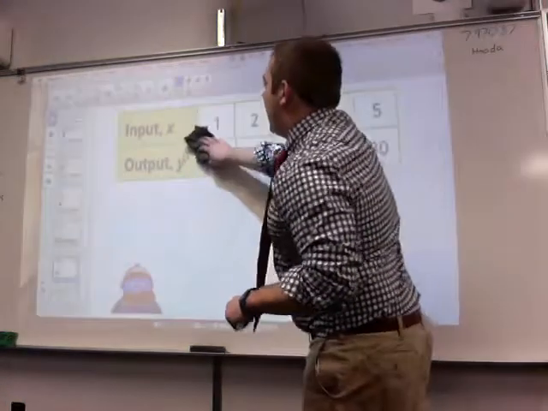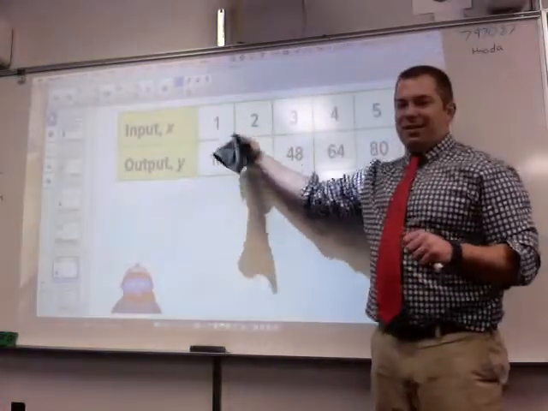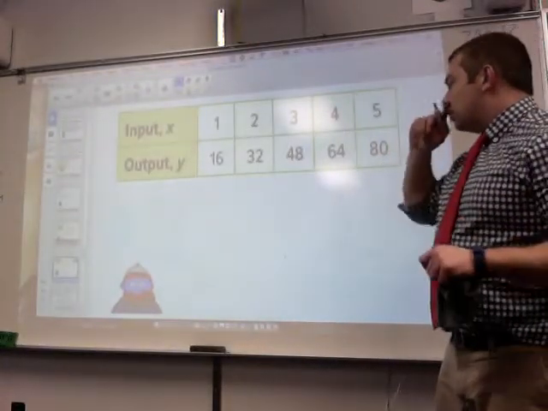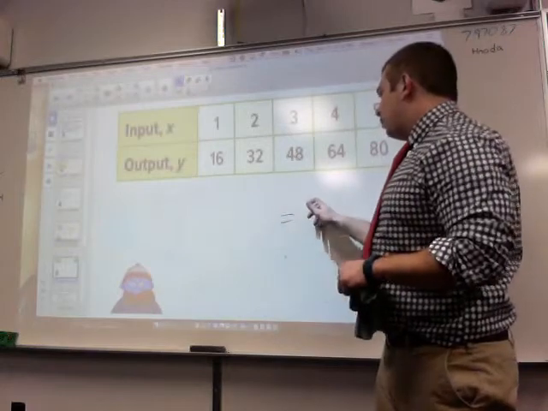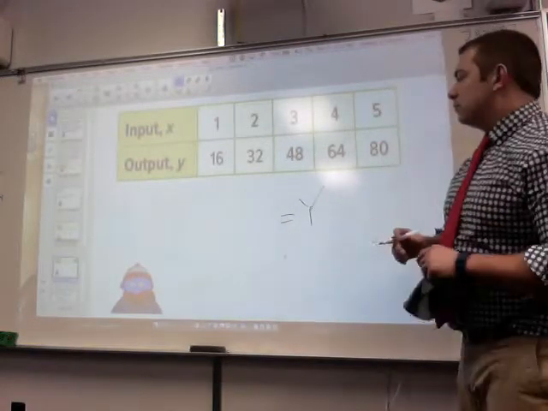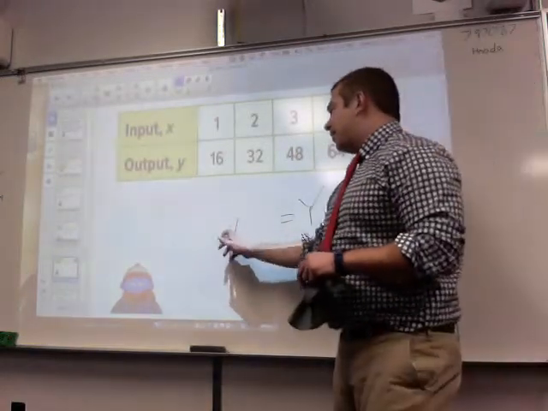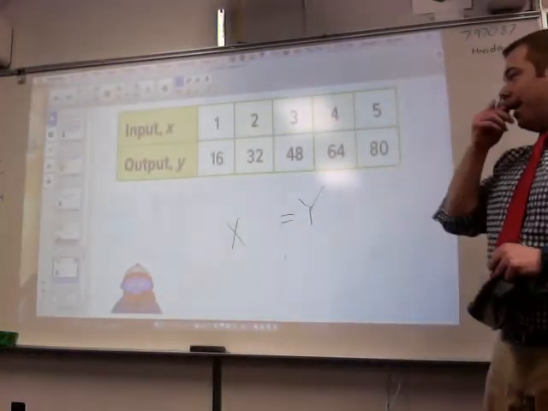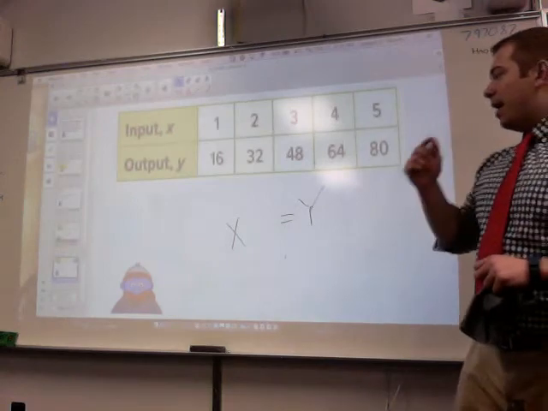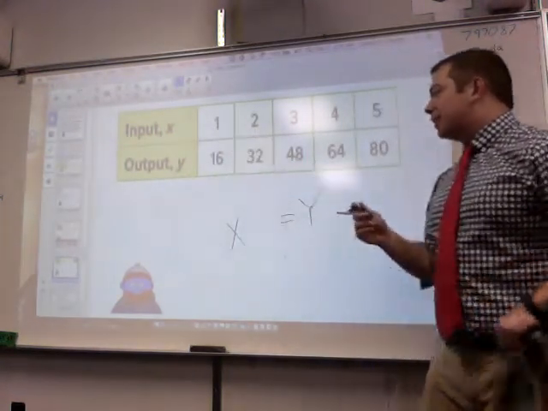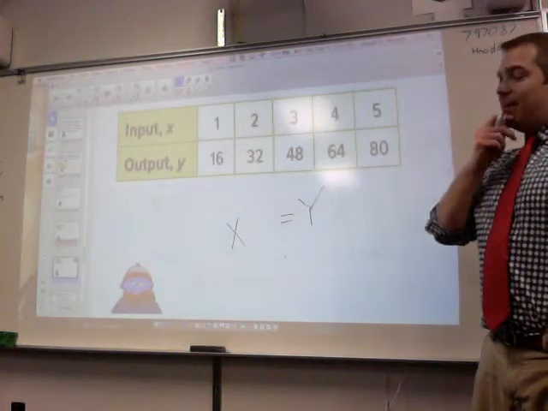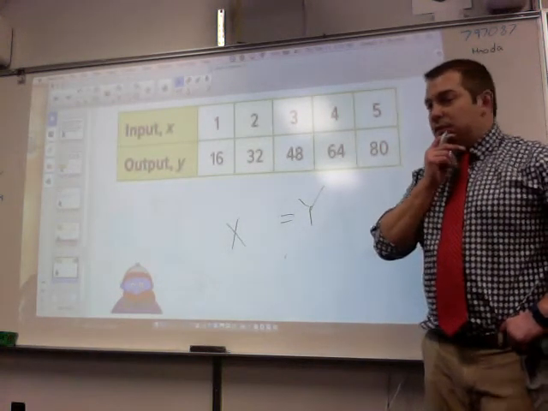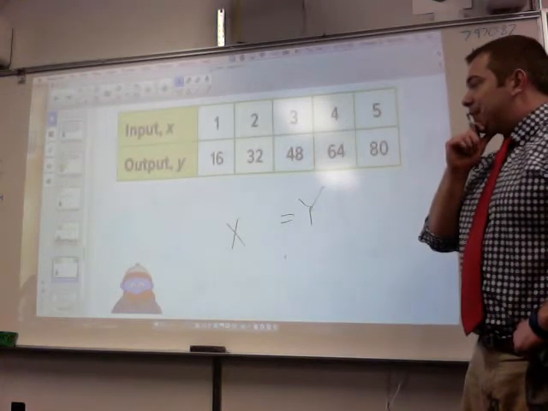All right, now I have to go from 1 to 16, 2 to 32. So, I don't know what my y is going to be. All right, I have an x on this side. What can I do to my x to get my y? All right, how do I go from 1 to 16? Maybe I could add 15, or I could multiply by 2. Those are my only two options I see right now.